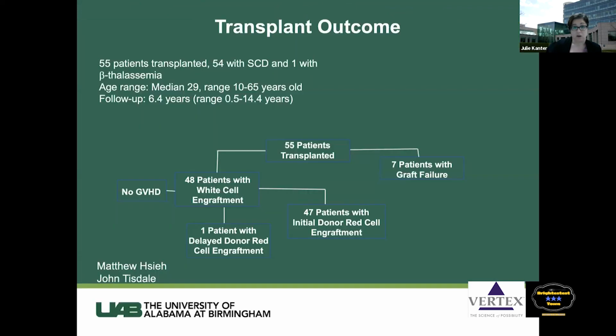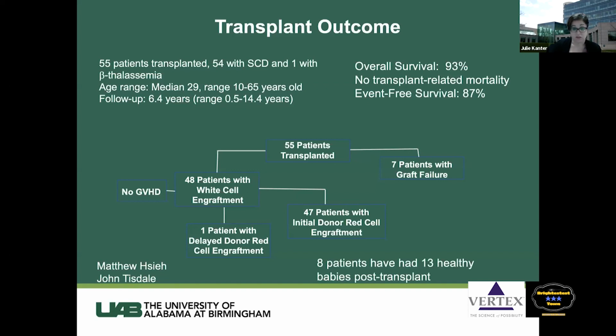We look here at a more recent paper that showed us 55 patients who were transplanted. This is 54 with sickle cell disease and 1 who had thalassemia. We can tell that the transplant regimen continues to be highly successful, and you can see that 47 patients had initial donor red cell engraftment, so highly successful with no graft versus host disease, and these were older patients. Unfortunately, we still had 7 individuals who had graft failure, meaning they did not accept their new graft. The overall survival was 93%. There was no transplant-related mortality or death, and the event-free survival was 87%.